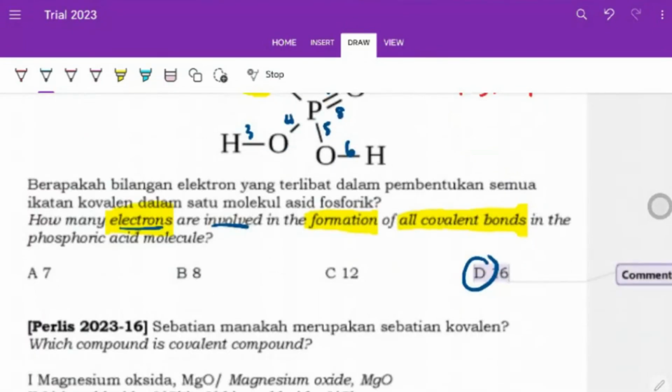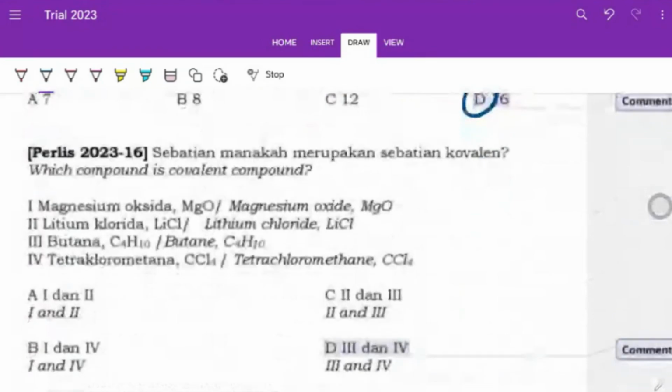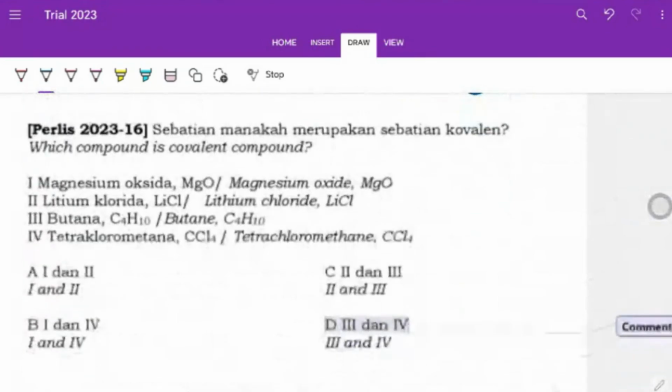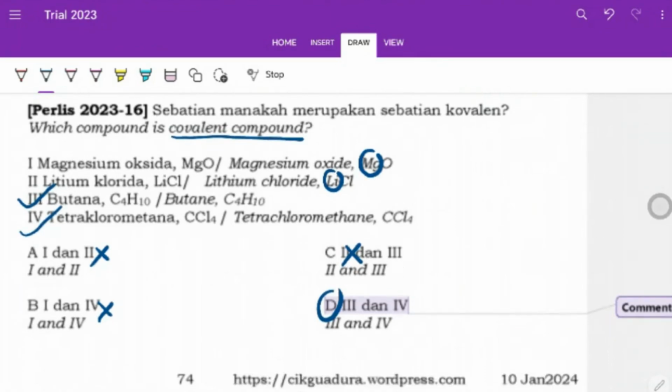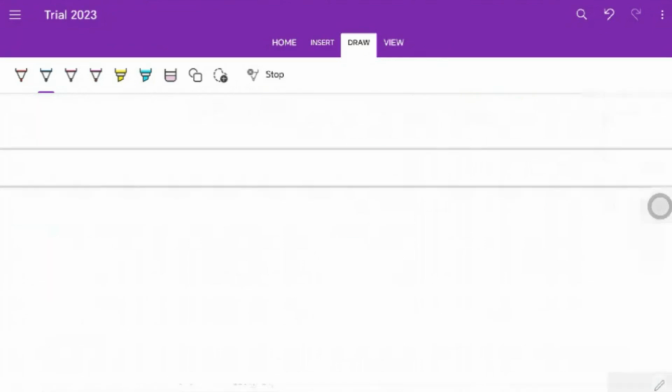They share the electrons. Now which one is the covalent compound? Covalent compounds have no metal. The metals are out already: magnesium metal, lithium metal. So 1 and 2 are out, left 3 and 4. Carbon and chlorine and hydrogen. So B.